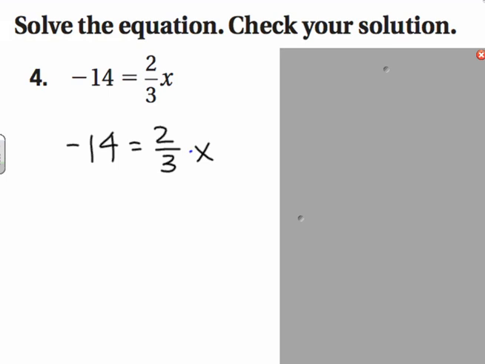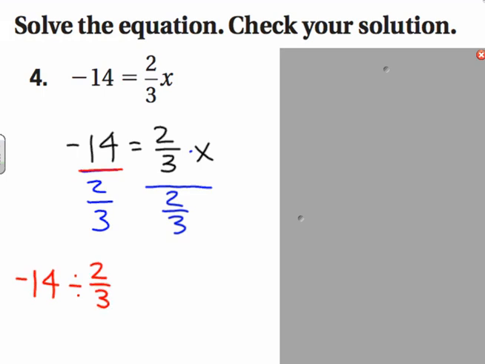So normally to undo multiplying by 2/3, I would divide by 2/3. And that still holds true here. The thing is though, it gets a little bit messy when I have 14 or negative 14 divided by 2/3. Remember from fraction operations, that would be the same as negative 14 divided by 2/3. And when you divide by a fraction, you're really multiplying by the reciprocal. So I end up flipping my second fraction.